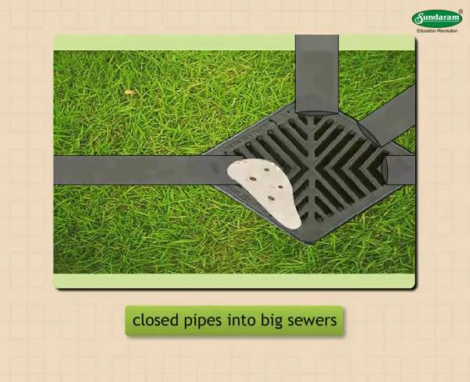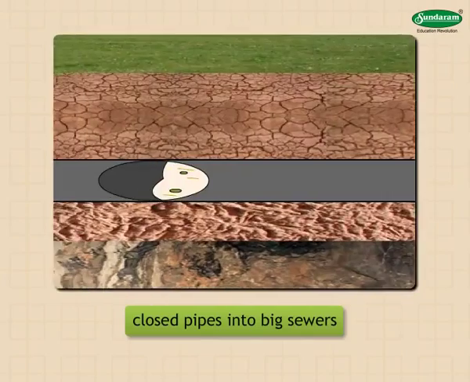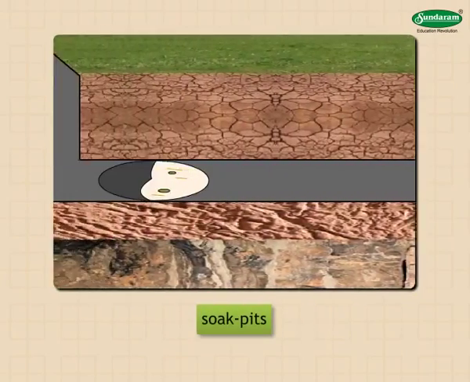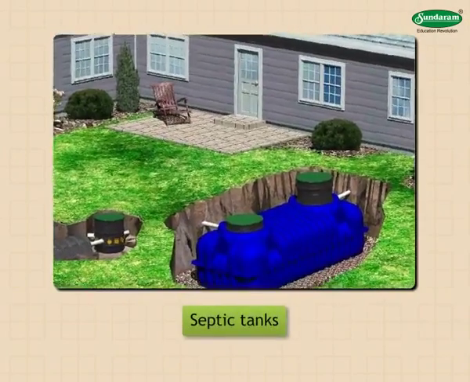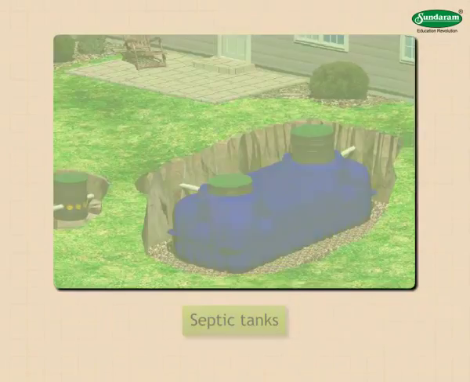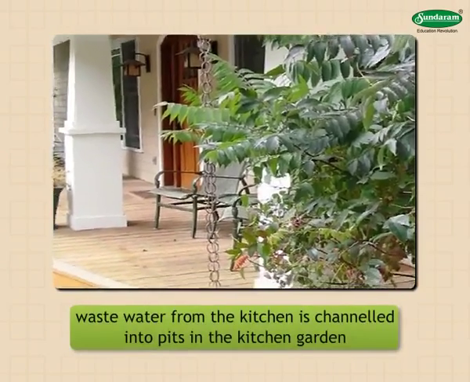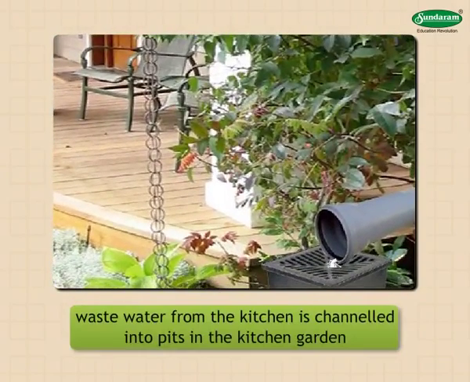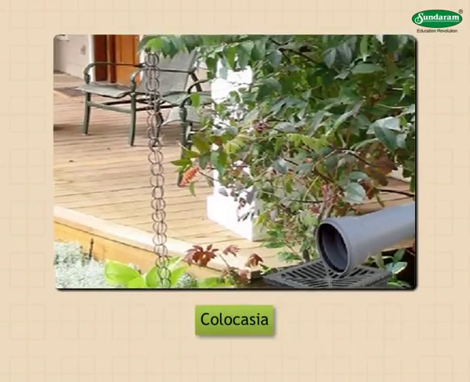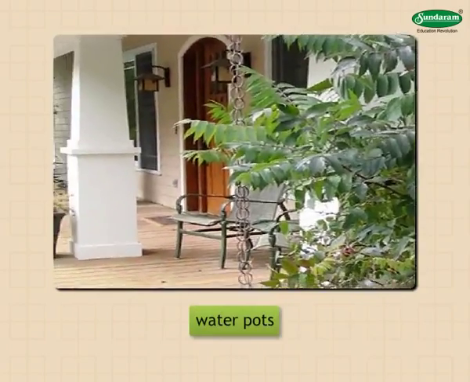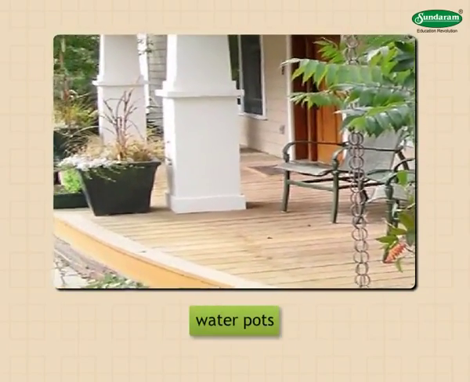Where a drainage system for wastewater is not available, soak pits are dug in the ground. Septic tanks are built near latrines. Sometimes, wastewater from the kitchen is channeled into pits in the kitchen garden and is used for growing vegetables like colocasia. It can also be used to water pots and grow a garden.